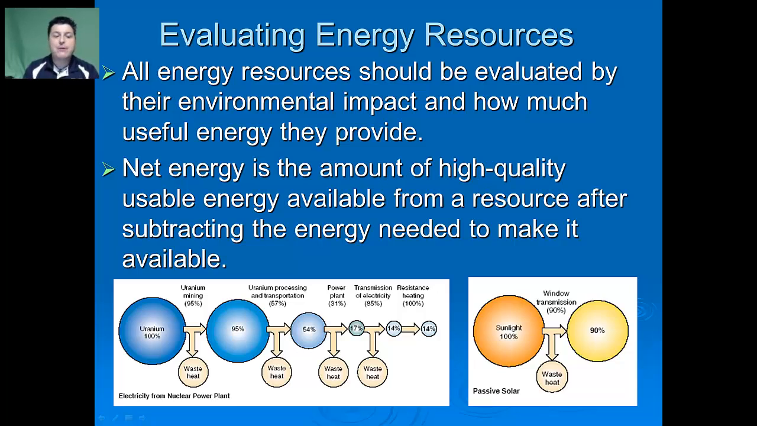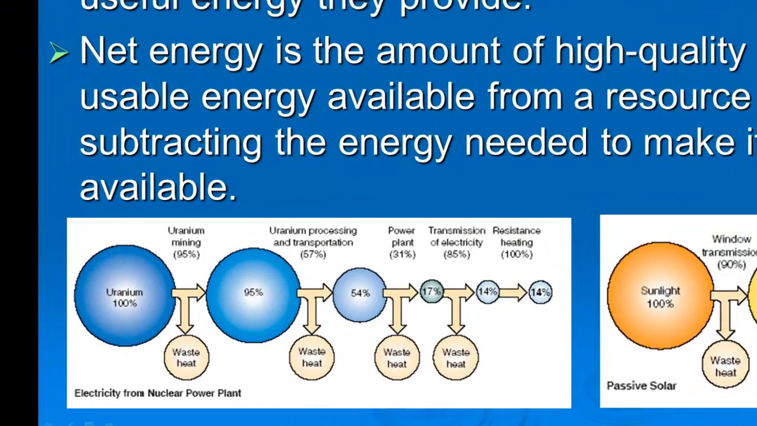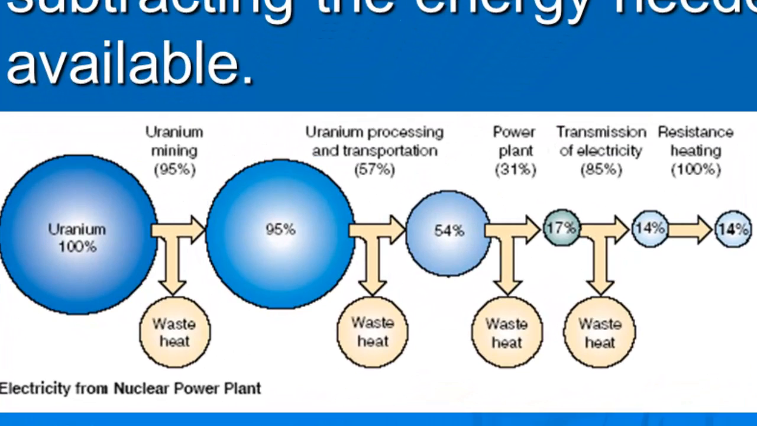For example, if we wanted to heat a home using resistive electric heating, and we started using fissionable uranium, well, after we subtract the wasted energy that came from mining the uranium, transporting it and processing it, taking it to the power plant and releasing the energy, transmitting over the electrical lines, the amount of available net energy left over to heat that home would be 14%.